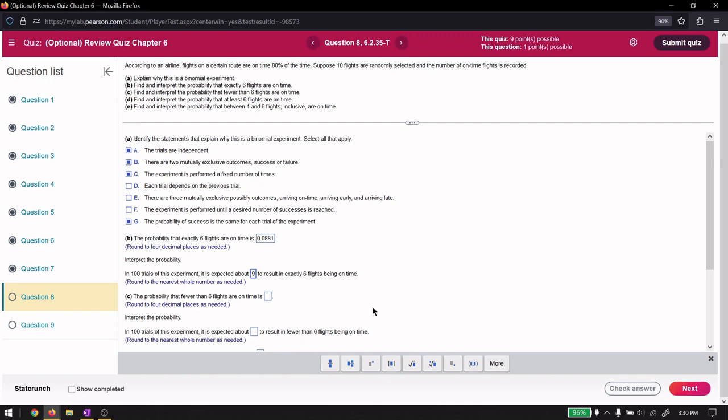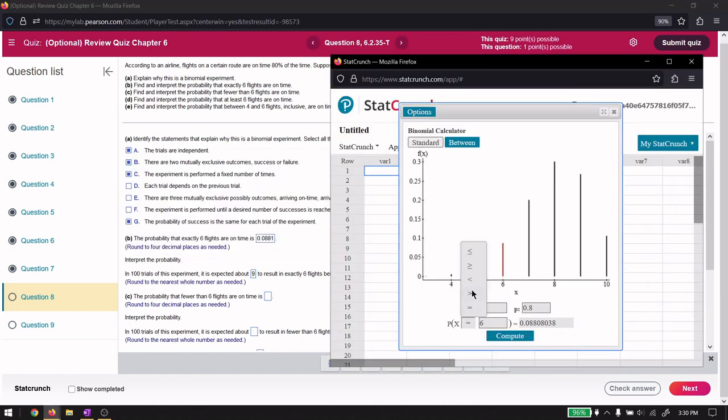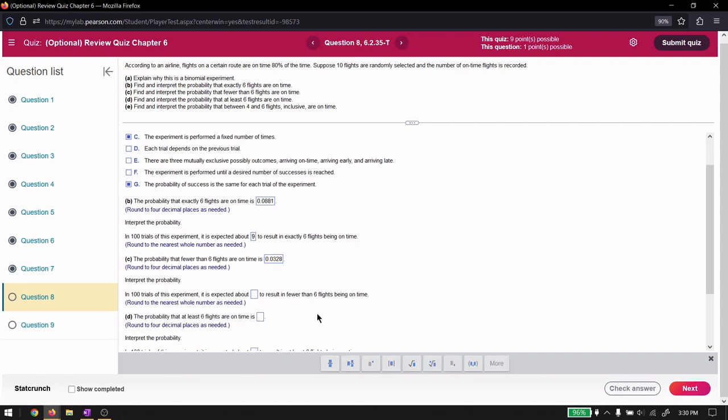The probability that fewer than 6 flights are on time. So fewer than 6 is going to be less than 6. You see here we get 0.0327, so 0.0328. Multiply that by 100 and we get 3. Again, rounding to the whole number.